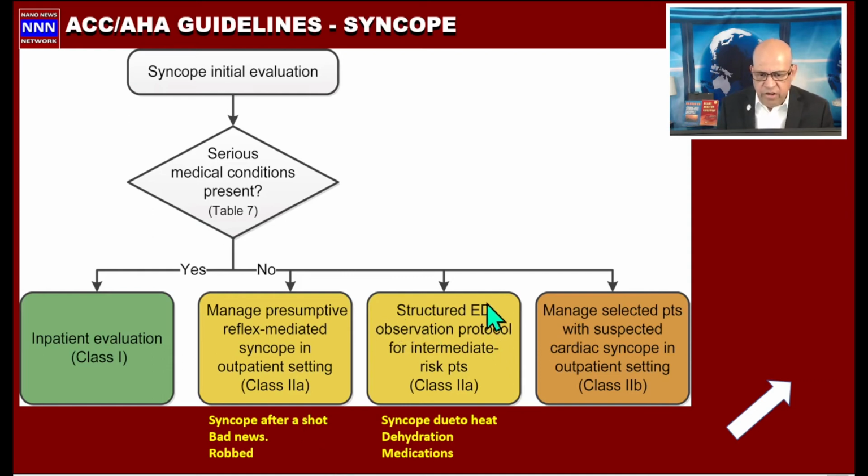A structured emergency department observation protocol for intermediate risk patients. So now we are talking about intermediate risk patients. Someone who has been vomiting, throwing up for 2-3 days and has not eaten anything, who is dehydrated and passes out. That's not somebody you want to send home immediately, or even just give a liter of fluid and send home. If their vital signs are unstable, they need to be admitted for observation or followed for a protracted period in the emergency room if that's feasible.